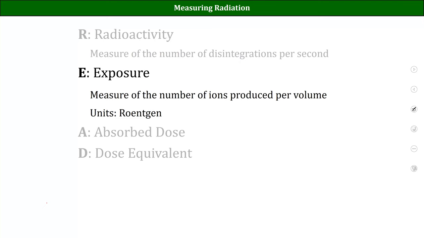And so units on that are Röntgen, and I actually have no idea how to pronounce that. That's just the way that it sounds the best. I've never actually heard that word pronounced, because it's not really a unit people use that often. Usually you see curies or becquerels reported, or you'll get rads, which is what we're headed to in dose equivalent.